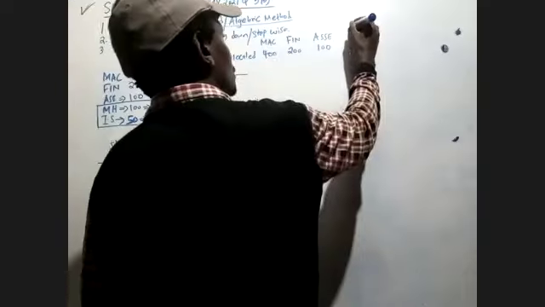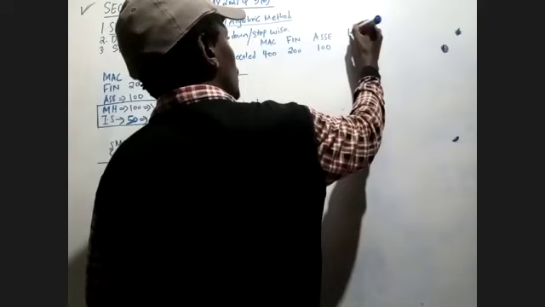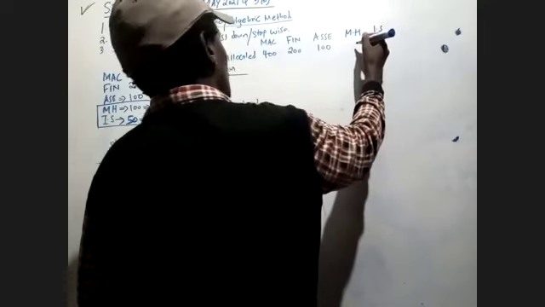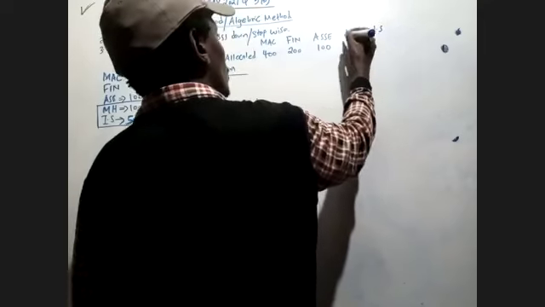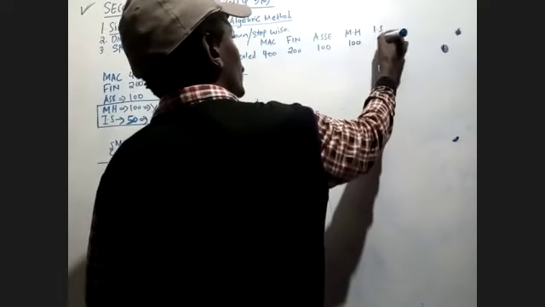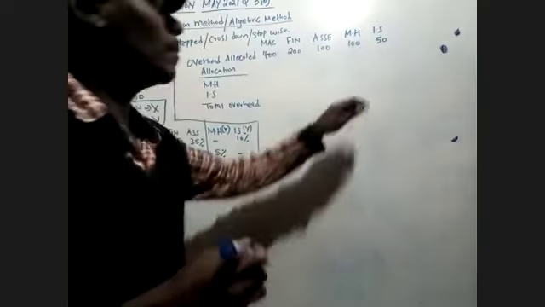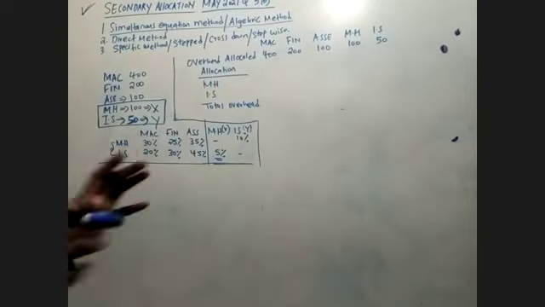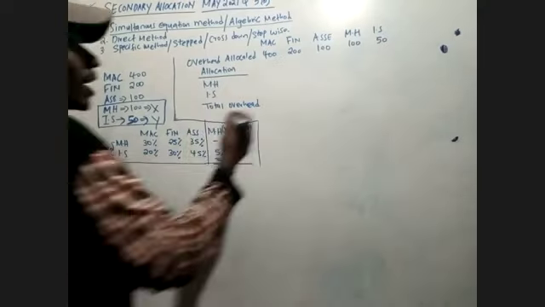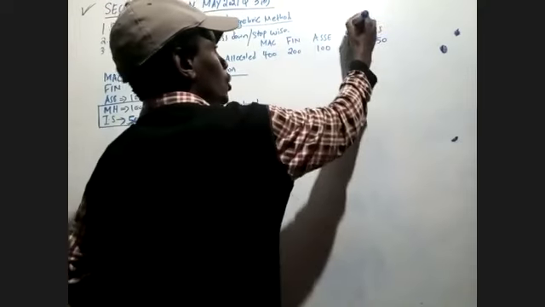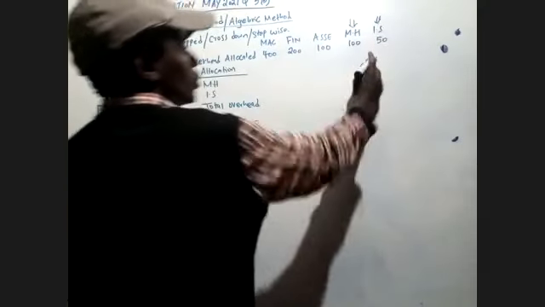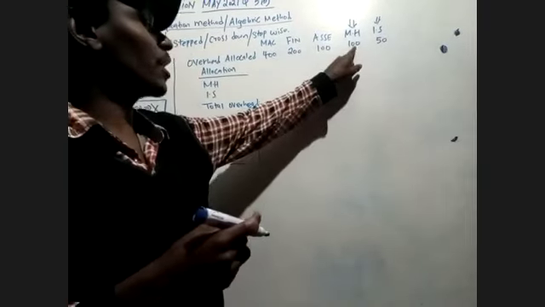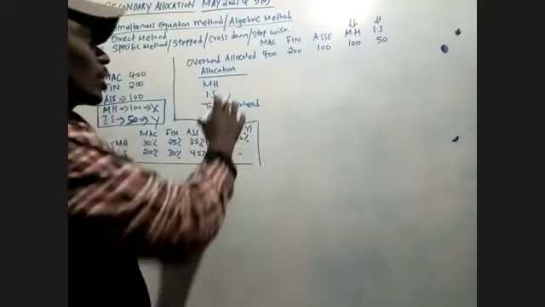ilikuwa MH na IS, which is 150. Now kwa swali unaangalia the one with the highest allocation, tunaiallocate. So let us see ni gani kati mbili, so kumbe we allocating between these two. So between MH and IS, which one has the highest allocation? Obviously is MH. So we allocate the MH.